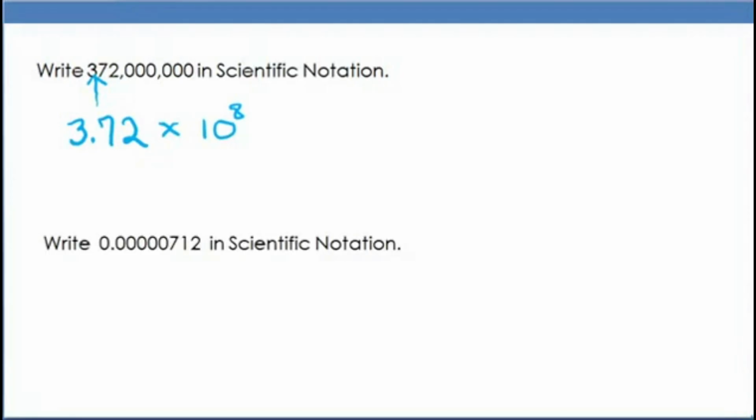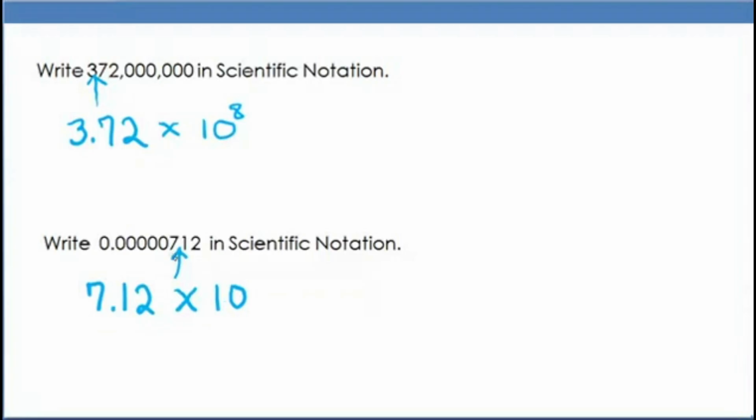Write 0.0000712 in scientific notation. So this is a very tiny number. First step is to choose where the decimal should go. The decimal has to go between the 7 and the 1. That is the only choice. So we'll have 7.12 times 10, and then we'll choose our power.